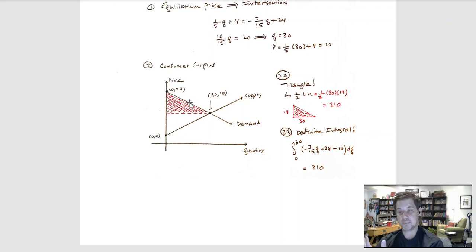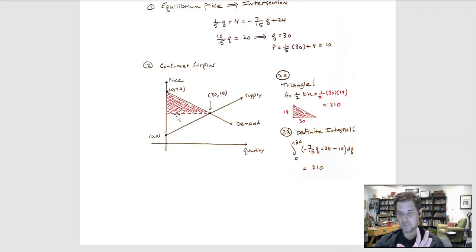Now, think about what I just said. It is a triangle. Since these graphs are lines, then this region under the demand curve, but above this horizontal line that is the equilibrium price at 10, that's a line and a line coming together. It's a triangle. The area of a triangle is 1/2 base times height.